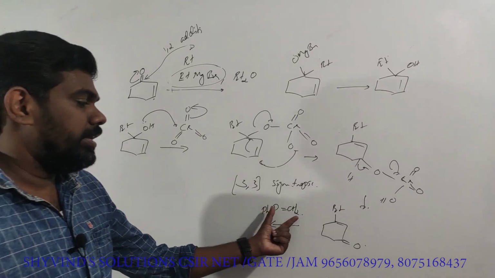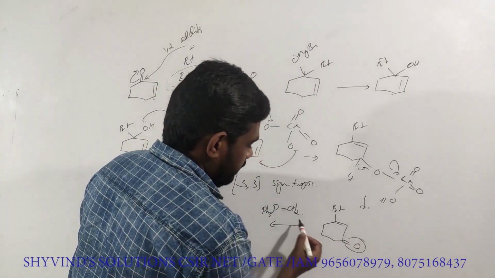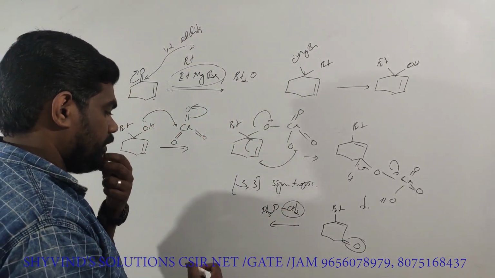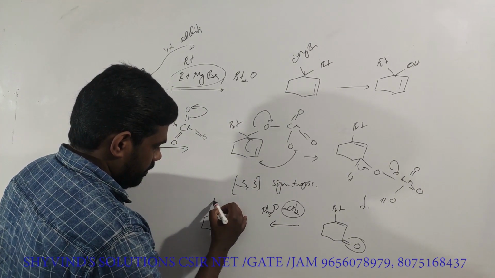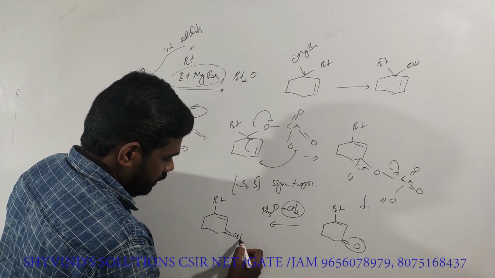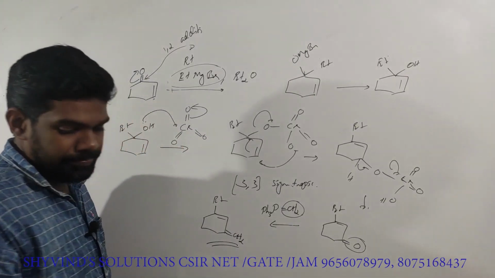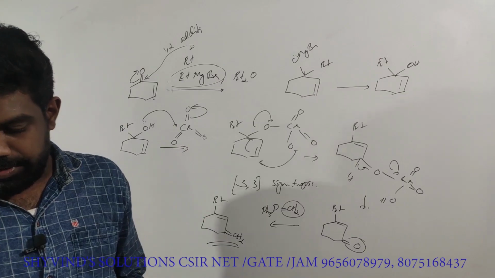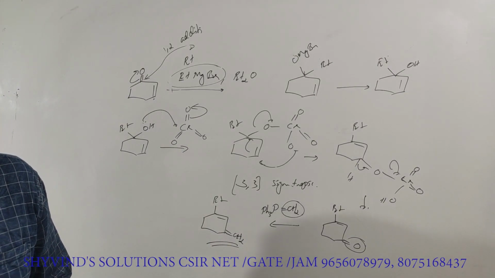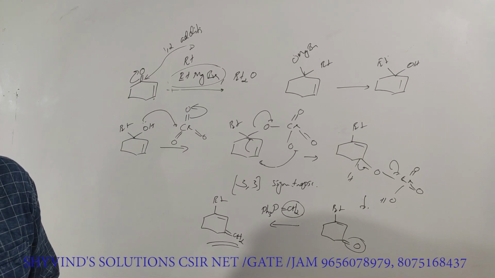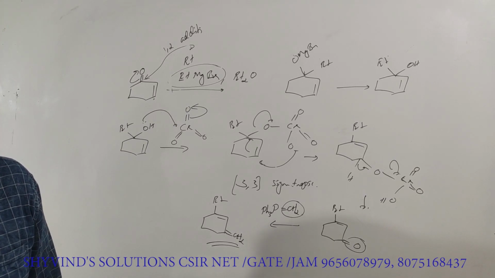Okay, during the Wittig reaction, what happened? This will be substituted by this. So we will get the product like this. Et double bond CH2. This is the final product. So the answer will be option B, the second option. The second option is the correct answer.